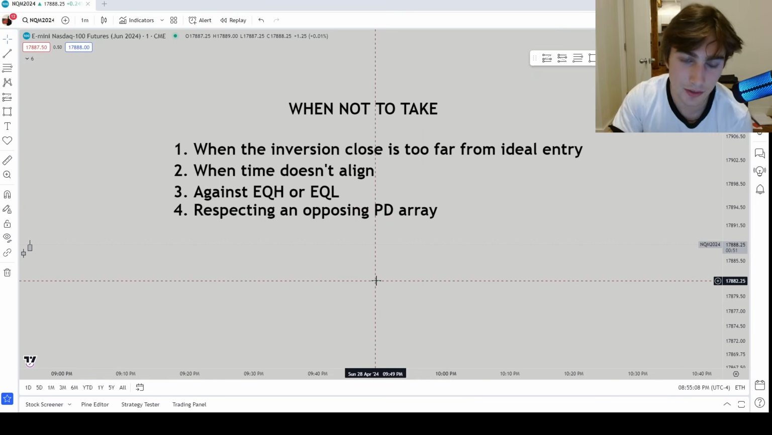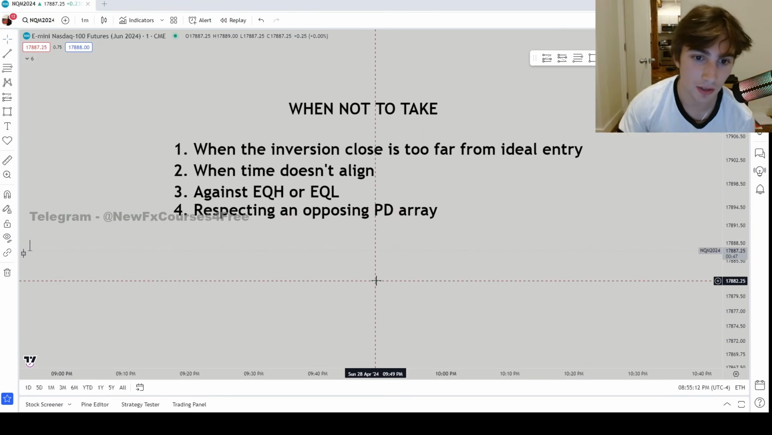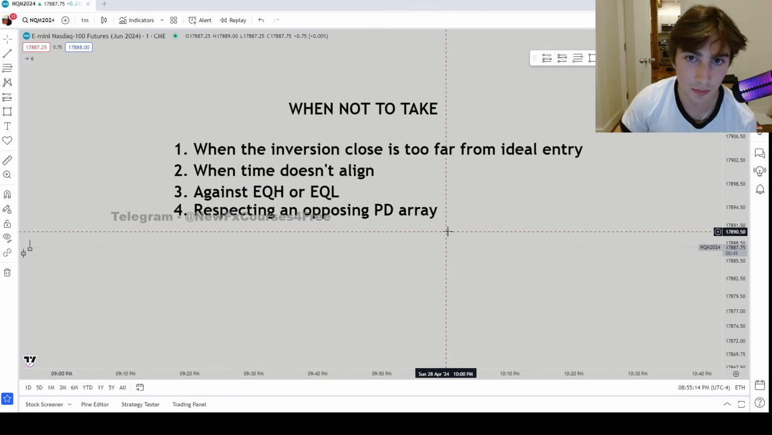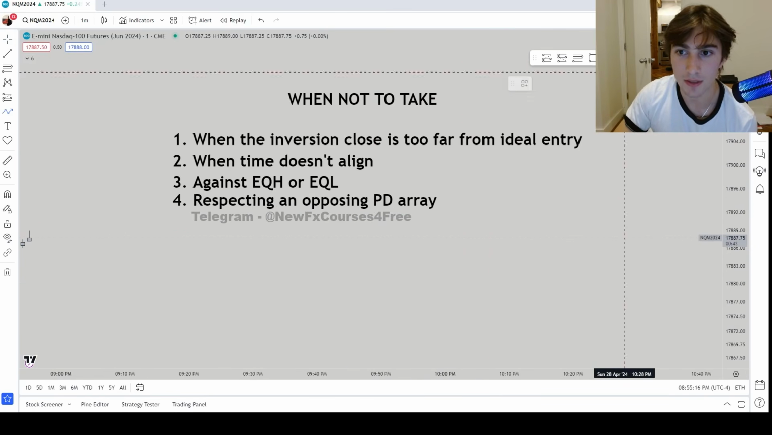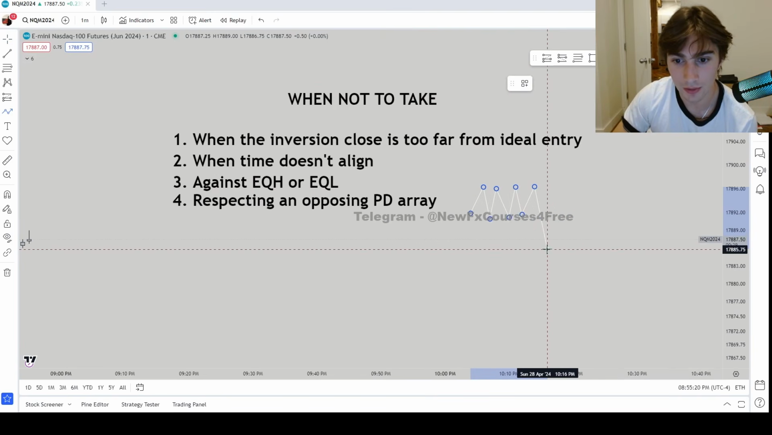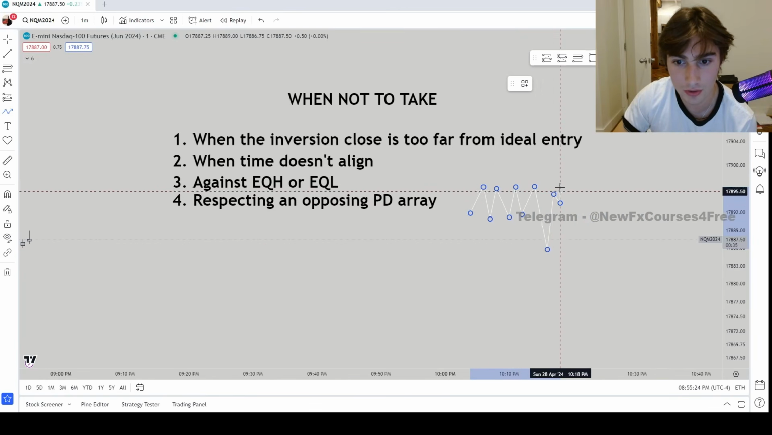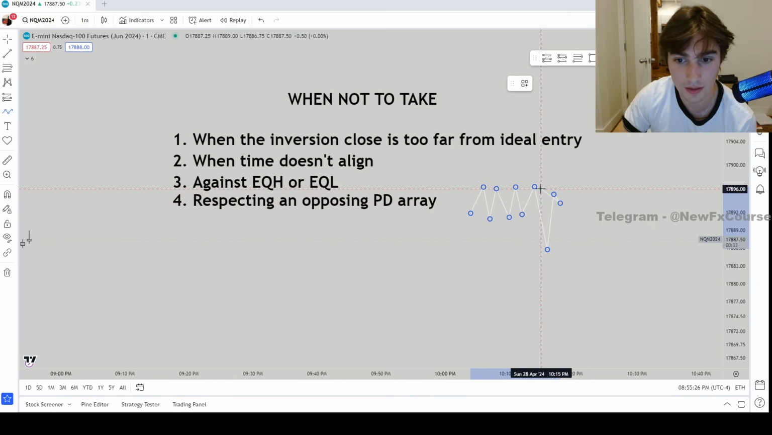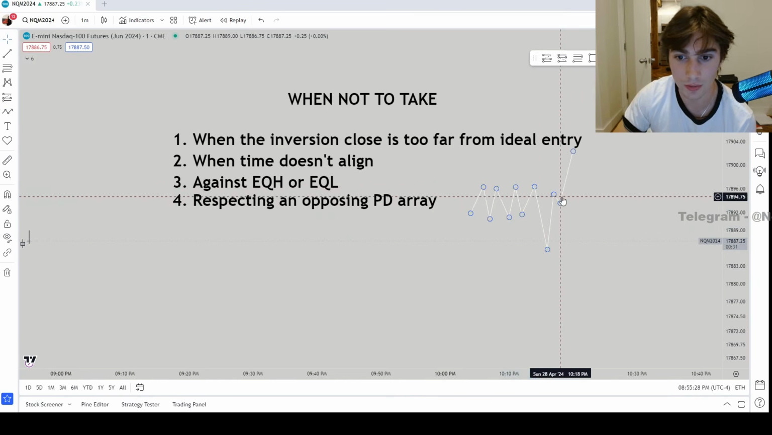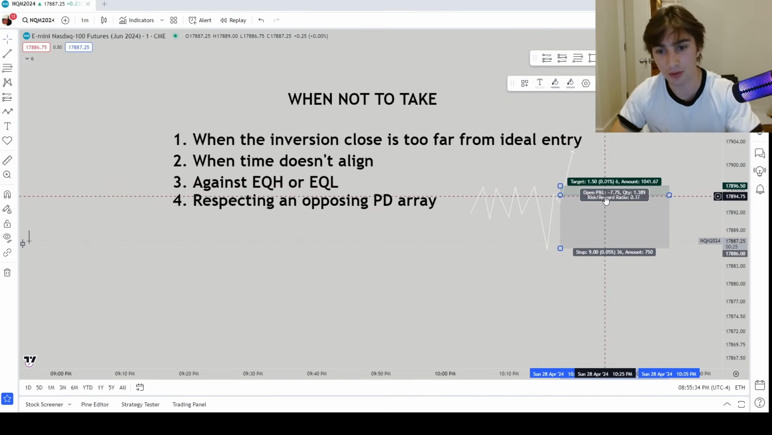This is a list of when you would not take this strategy, and it's when the inversion closes too far from the ideal entry, right? That means that, let's say we are accumulating and we get our manipulation down here, but then our inversion happens right here, which is like one tick away from the top of our accumulation zone. You don't want to take that. That's horrible risk to reward. I mean, you wouldn't want to do that.